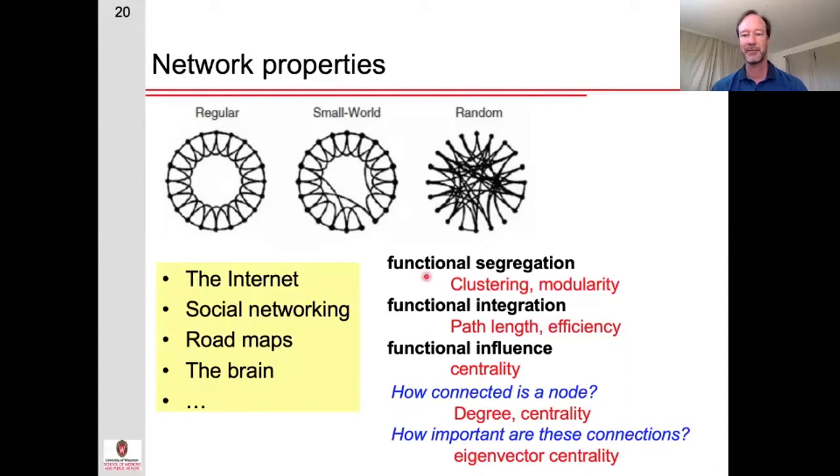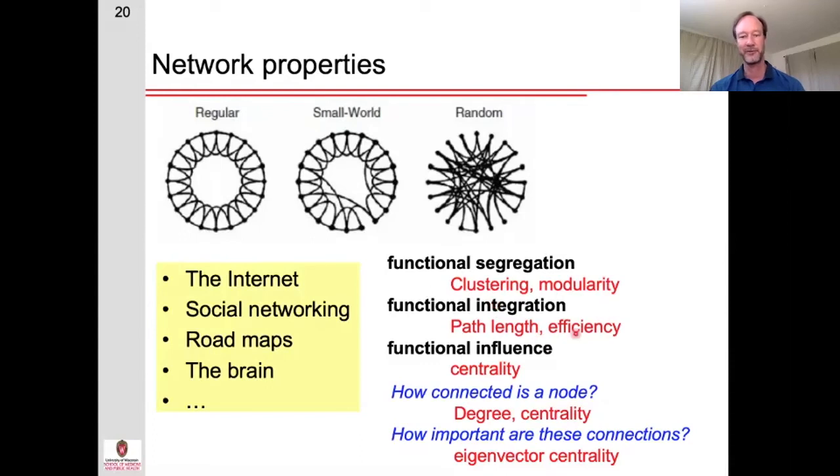So you can look, for example, at functional segregation, that is how clustered are different regions, how modular is the brain. We can look at functional integration. So for example, what is the path length, which is how many hops does it take to get from one node in the brain or in the network to any other node?